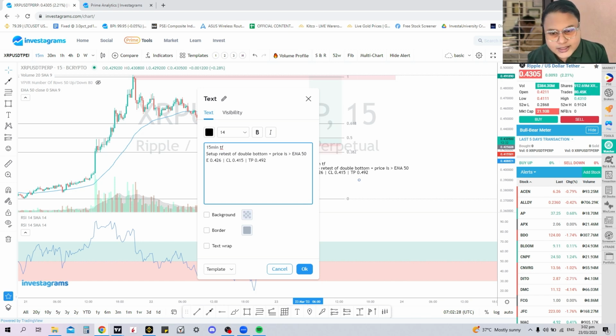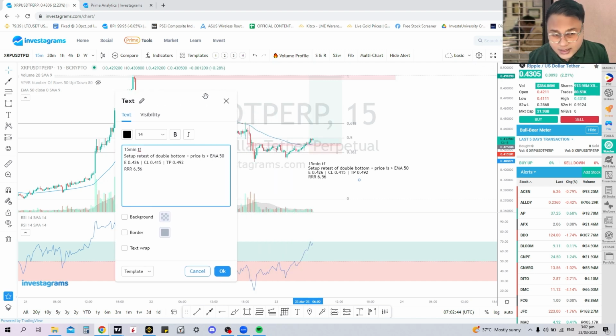Next step is your reward to risk ratio, which is at around 6.56. So, di ba ang rule natin in reward to risk, dapat above 3 yung reward to risk ratio. So, ngayon, based on this setup and this tradable setup, above 3 yung reward to risk ratio. So, tapos na tayo dyan.